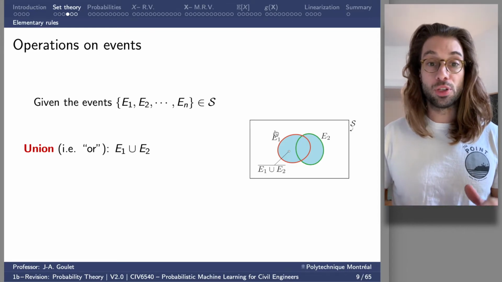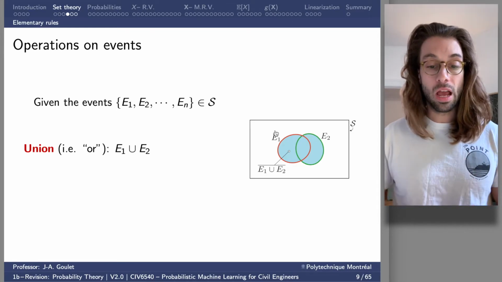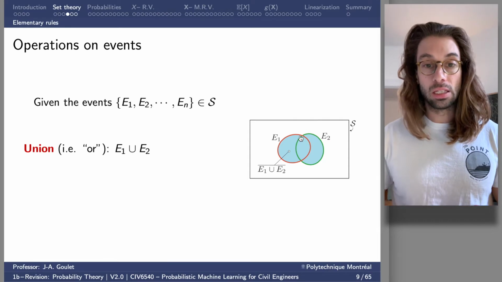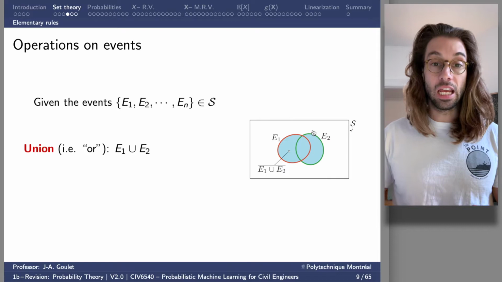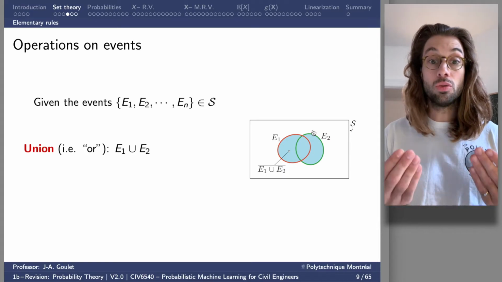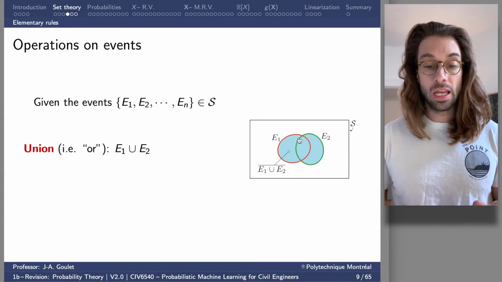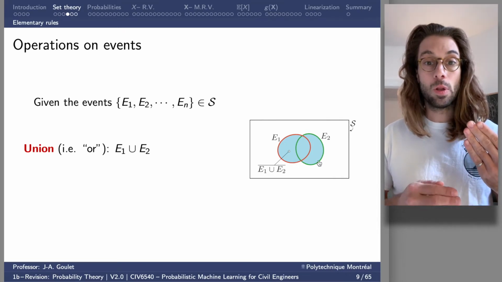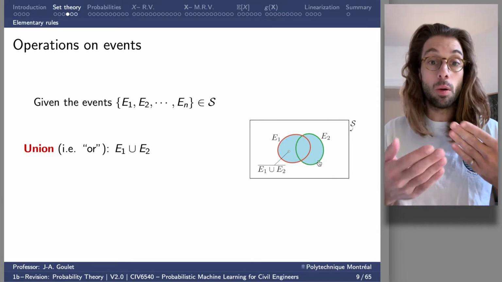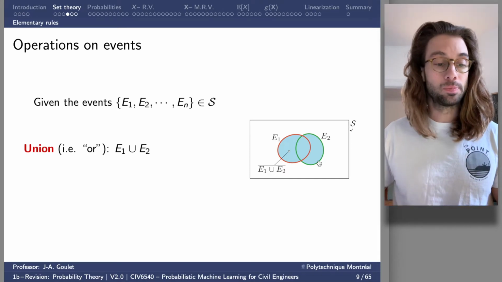If we represent the two events on our event diagram, the red circle represents the event E1 and the green circle the event E2. If we want the union of E1 and E2, it's everything that is shaded in blue, where either E1 happens, or E2 happens, or both happen simultaneously.